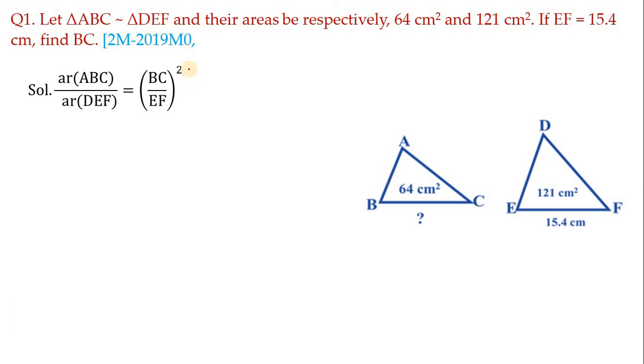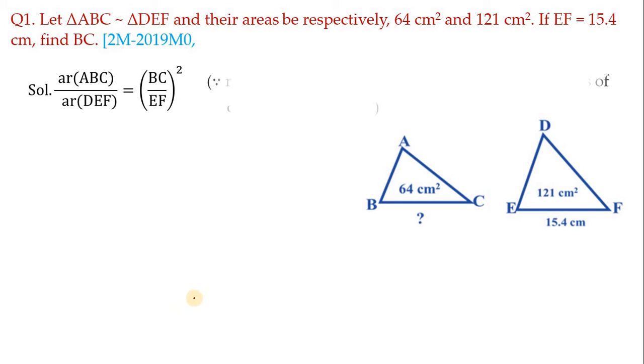You may ask, why have you taken this side square only? Because BC we have to find, and EF measurement they have given. In case they ask to find AB length and they give DE length, in that case you have to write AB by DE whole square.